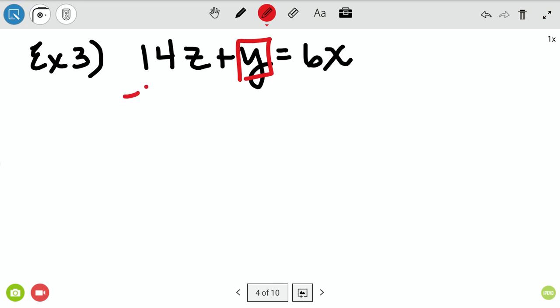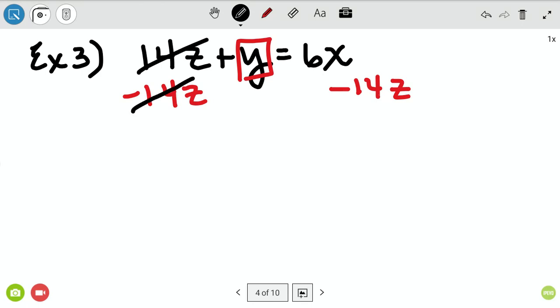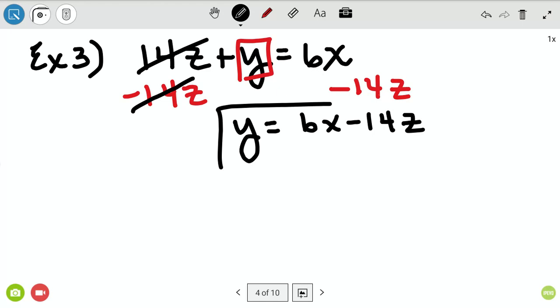So I'm going to subtract 14z and subtract 14z. And when I do that, positive 14z and negative 14z go to 0, leaving me my y. And my 6x and my 14z, those are not like terms, so I can't combine them. So I'm just going to keep them separate and write them just like that. And again, y is by itself, you're solved.